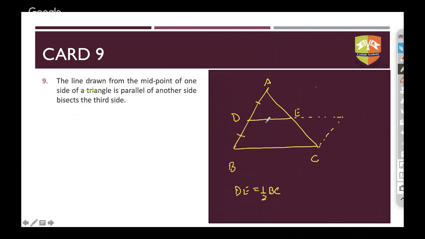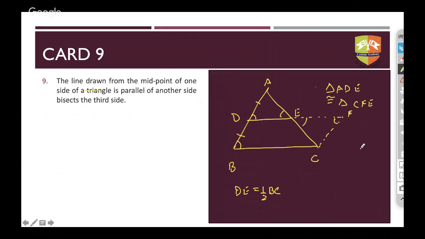You had extended DE to EF such that DE is equal to EF. Then what will happen? DE is equal to EF, AE is equal to EC anyway, and this angle is equal to this angle. So triangle ADE is congruent to triangle CFE, isn't it? Once that is done, this angle is equal to this angle, and hence this angle is equal to this angle.